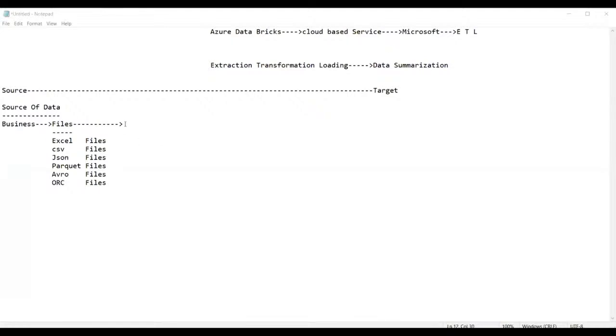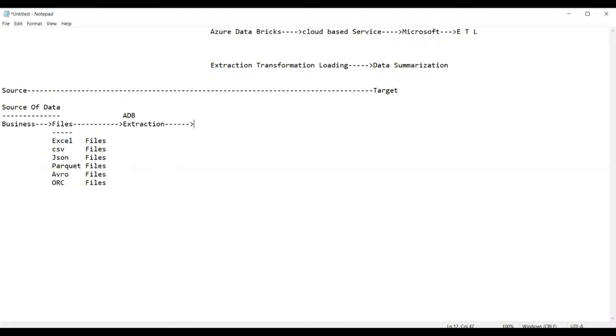So ultimately, what we do, we pull in the data by using the process called extraction. So extraction is done, and now this extraction is done by using ADB, that is called Azure Databricks. By using the Azure Databricks, we perform the process of extraction, that means extraction of data.